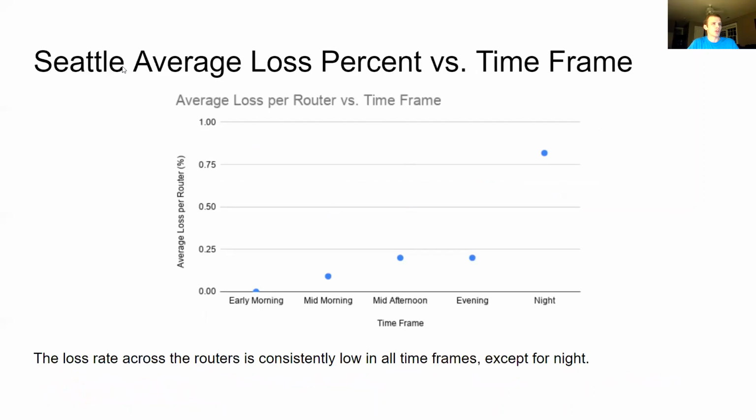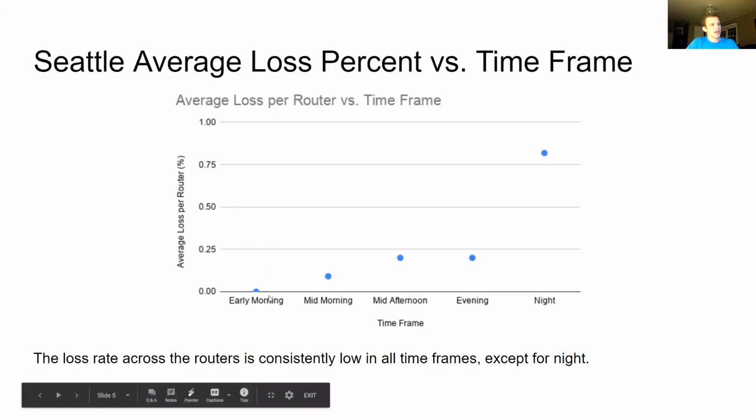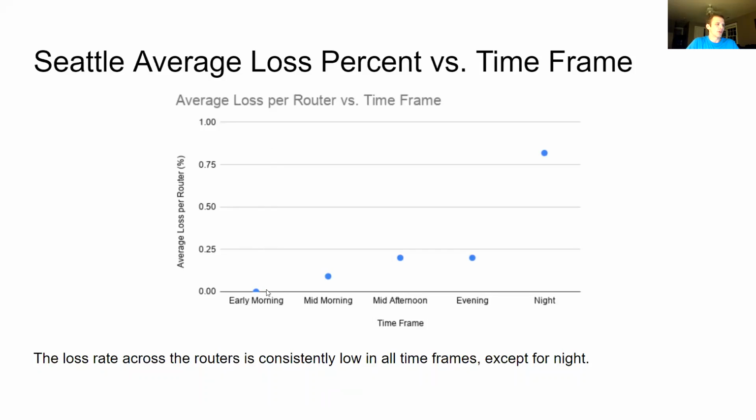Okay, and then we look at the average loss per time frame. This is a very interesting graph. This is the fourth type of graph that I'll be doing. It's the same methodology as the one before, where we take the average loss percents, which are the y-axis, and the time frames on the x-axis, as you can see, and we add them together and then divide by the number of routers. There actually wasn't any loss in the early morning, which is pretty cool.